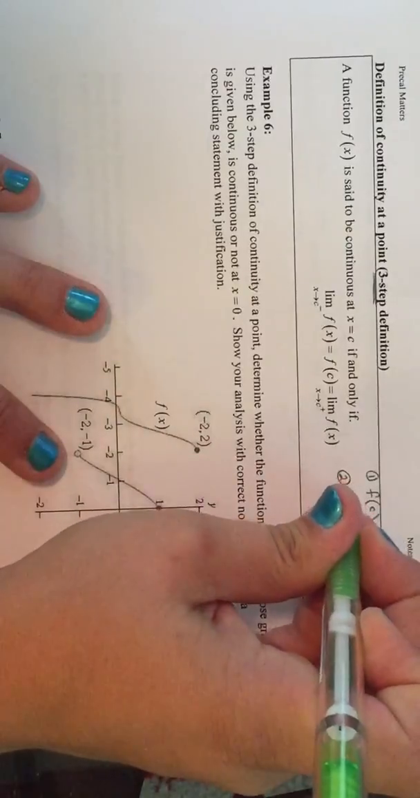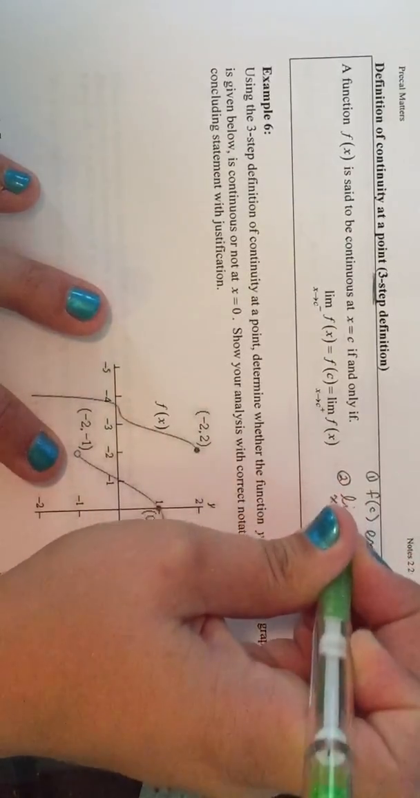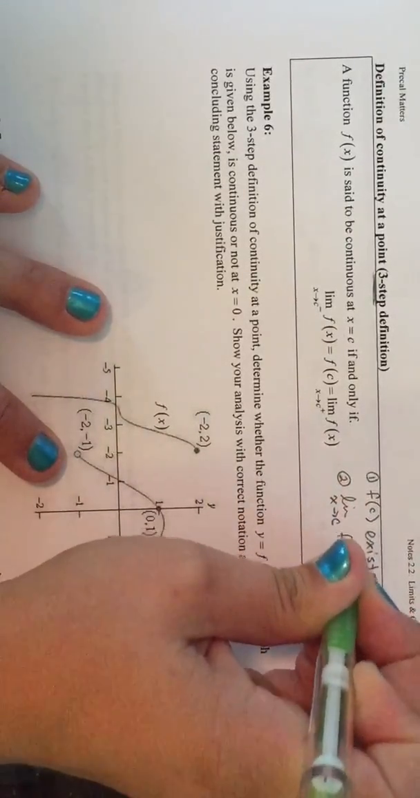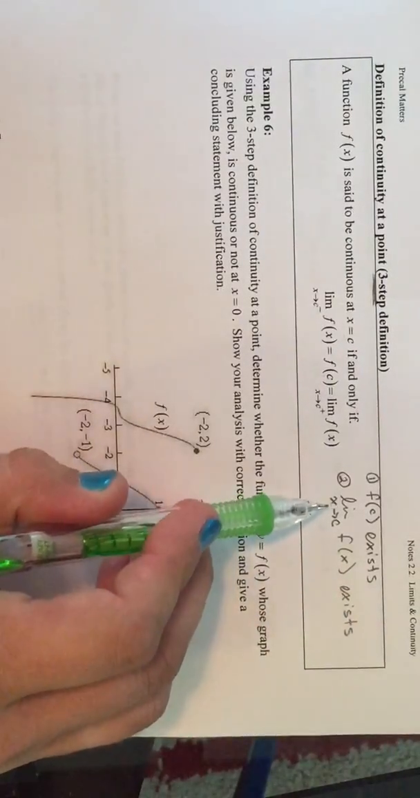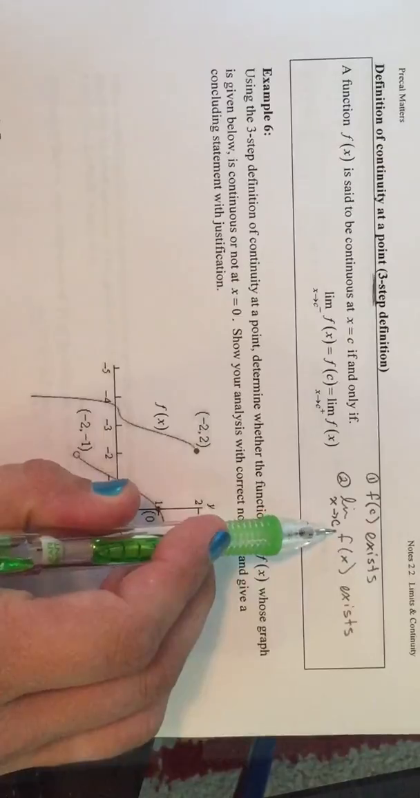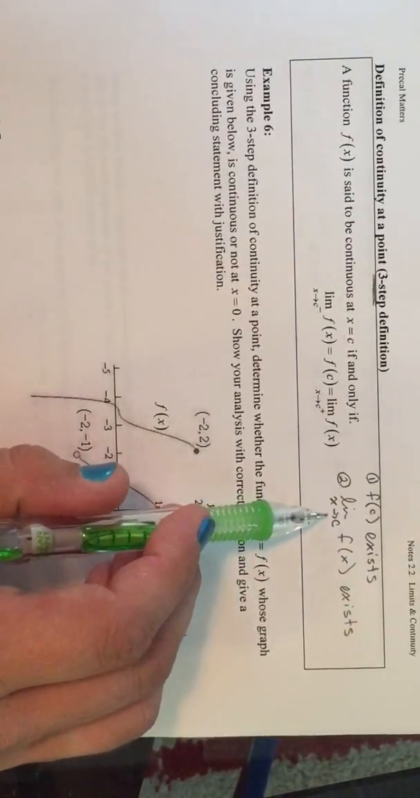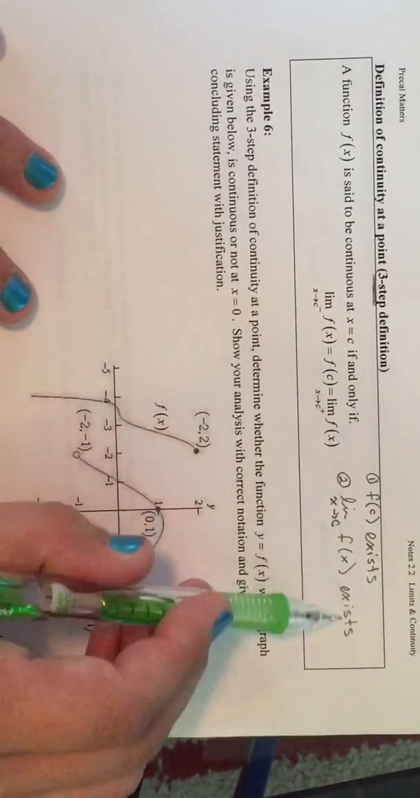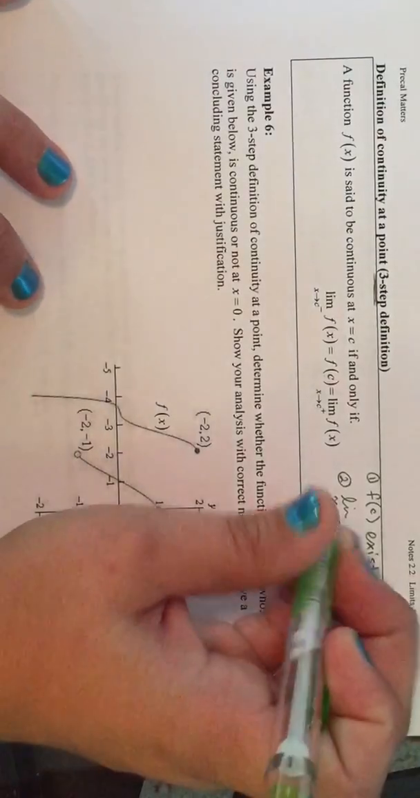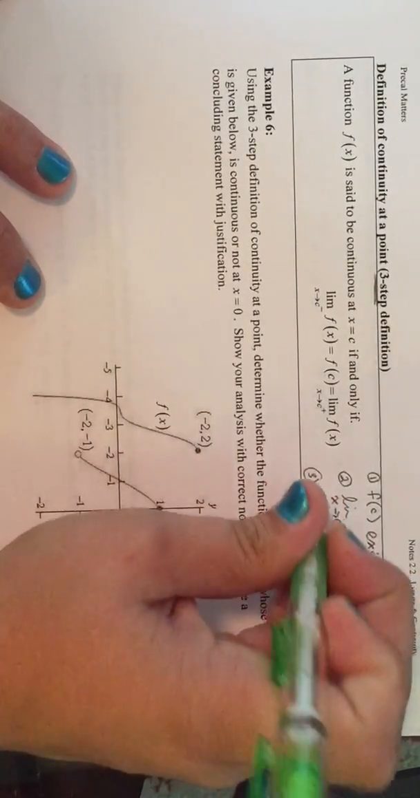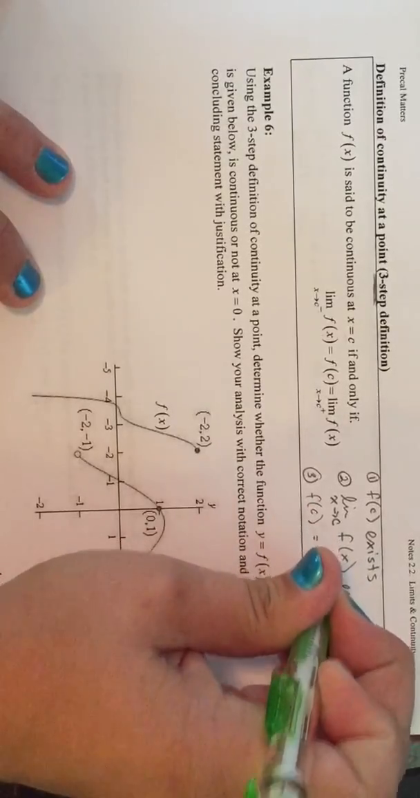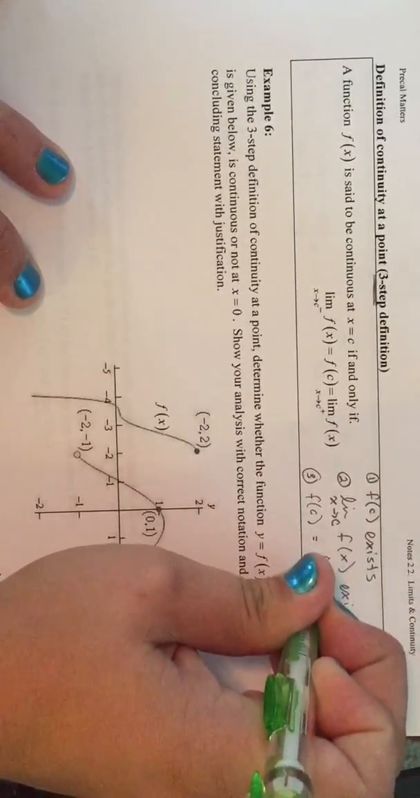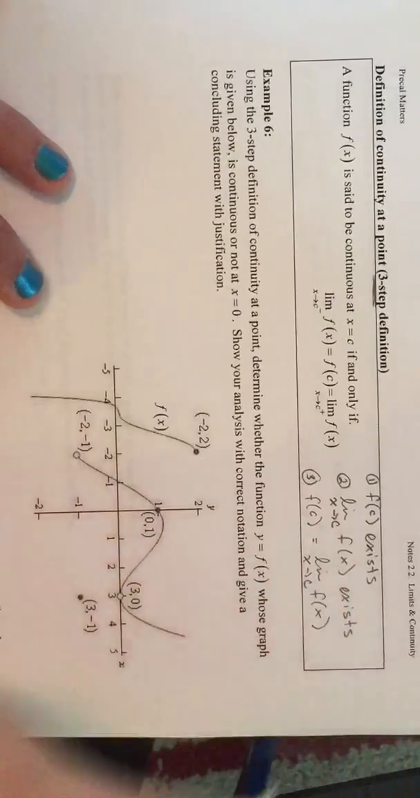Two, the limit as x goes to c of the function exists, okay? And that is the limit, general limit, right? It doesn't say the right, it doesn't say the left. So this is assuming the left hand and right hand limits are the same, so it exists. And then step three, the function at that point should equal the limit that you get at that point, okay?